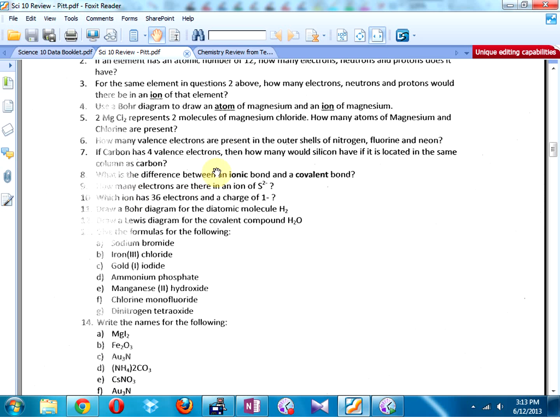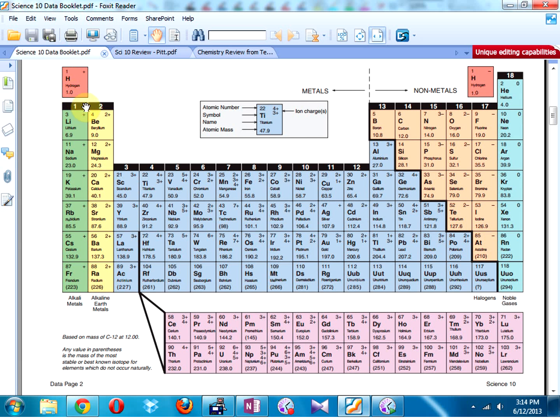How many electrons are present in the valence shell of nitrogen? Let's just do that one. So nitrogen, start counting from here. Where is nitrogen? Right there. It's going to have 1, 2, 3, 4, 5 in its valence shell. How many electrons will sulfur have in its valence shell? 1, 2, 3, 4, 5, 6.